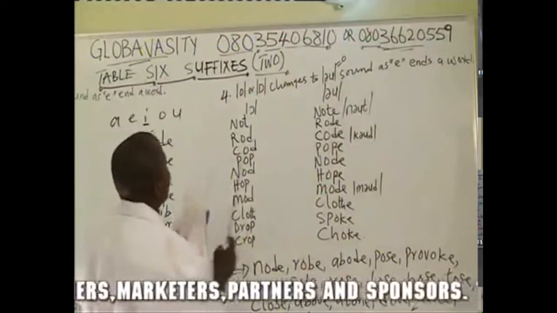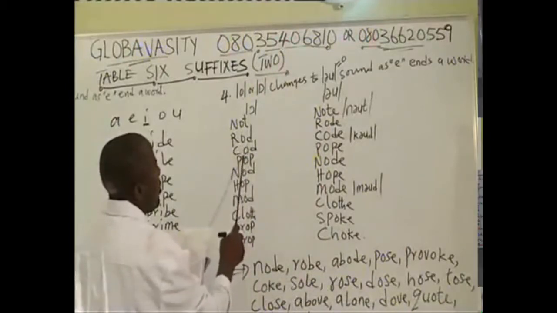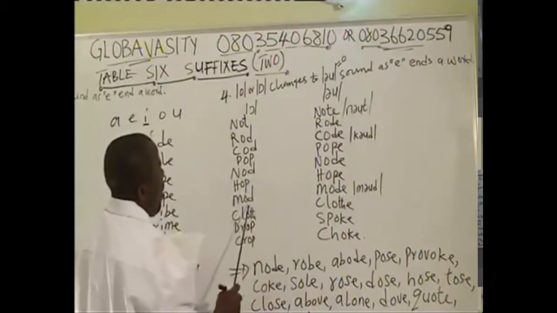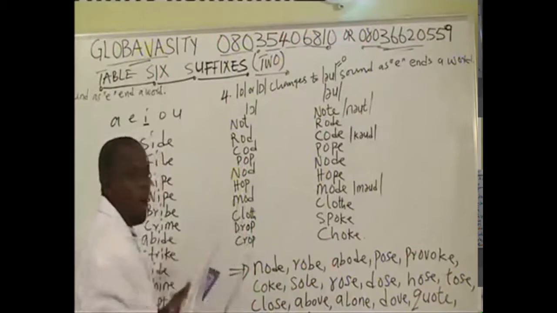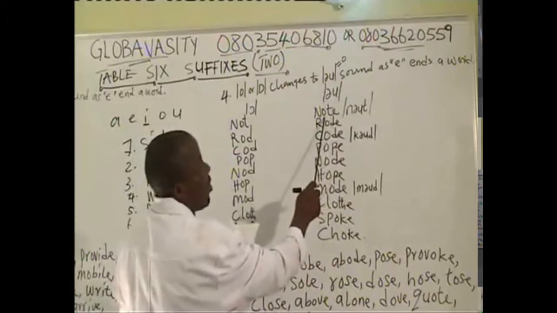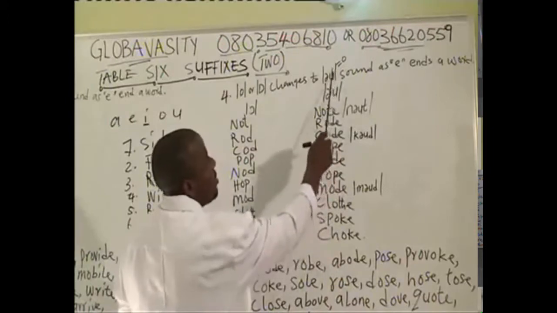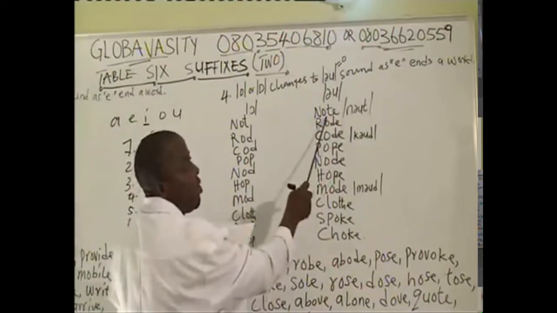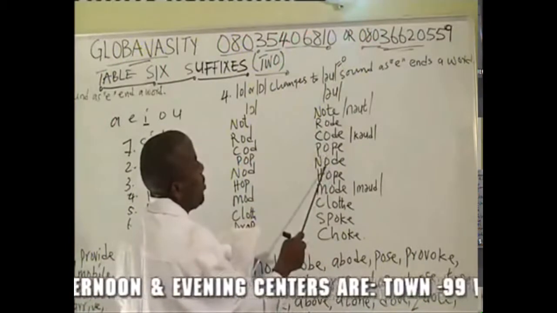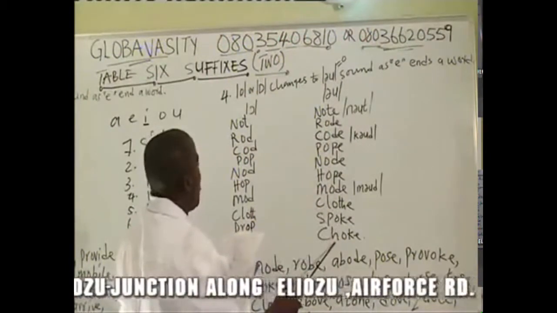For instance, this is O. Let's pronounce this one. Not. Rust. God. Hop. Mod. Plot. Drop. Crop. Is it clear? Now watch. Let us go to this side where E is added. Then this one becomes what? Nose. It is now O. So this is what? Note. Road. Good. Hope. Mode. Load. Spoke. Joke. You see the difference?